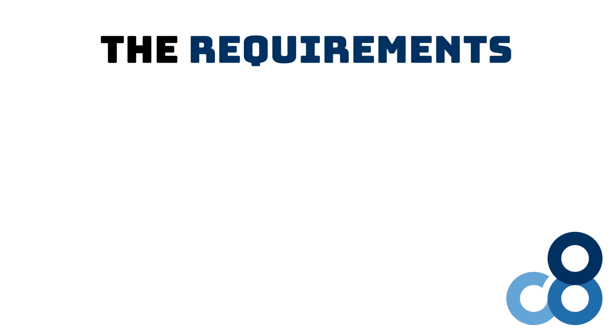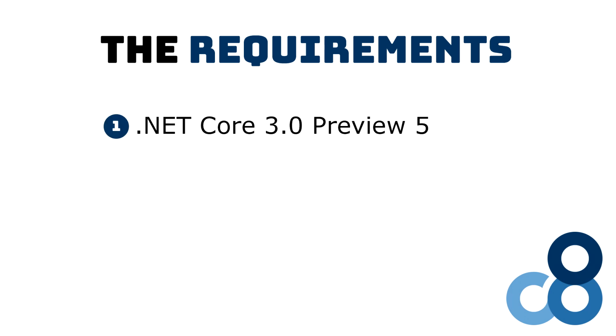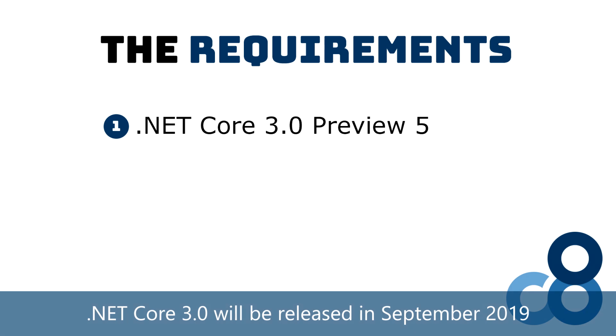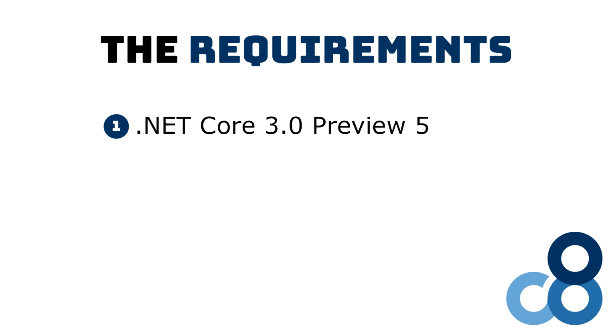First, we need to have an overview of what we need to install to make use of the new C# 8 features. C# 8 can be used starting with the .NET Core 3.0 framework. .NET Core 3.0 is not yet available and set to release in September 2019. Luckily, there is a frequently updated preview version available. At the time of this recording, .NET Core 3.0 Preview 5 is available.